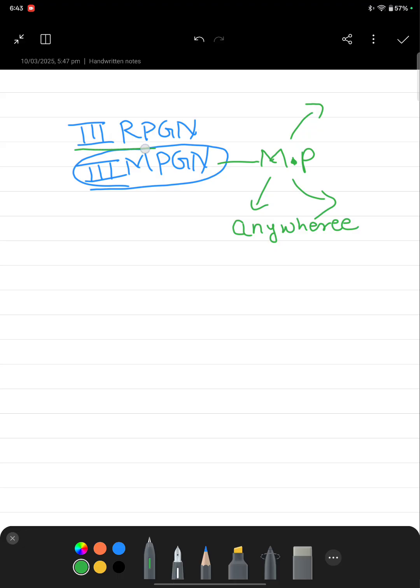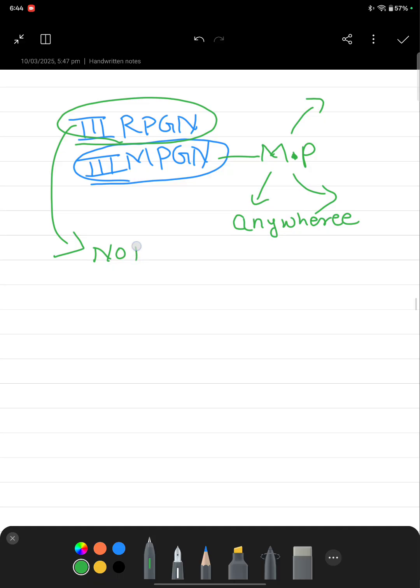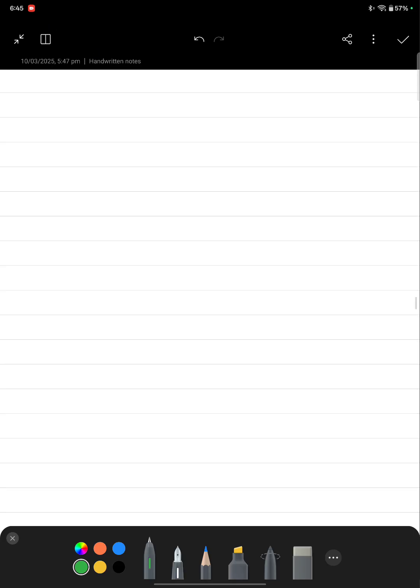Now type 3 RPGN did not get any MP seat. So he has no deposits. If he contests in the elections, he will not get deposits. So RPGN will not get any deposits.